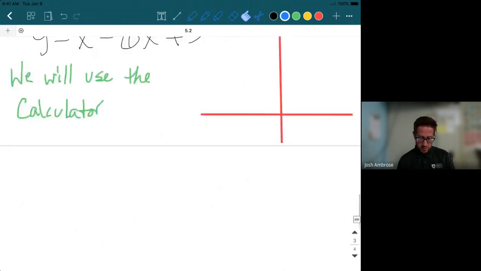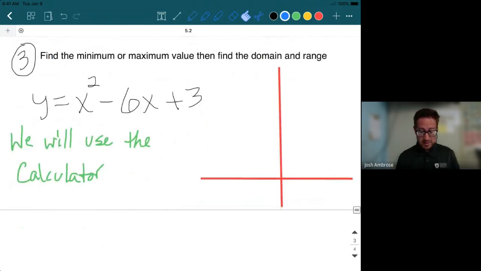And we got one more to do, and I'm going to teach you how to use the calculator for sure on this one. Okay, so you have a minimum or maximum value. How do we calculate minimum or maximum? First, we have to figure out, what is this? Is it minimum or is it maximum? And the way we do that is by determining if it opens up or if it opens down.